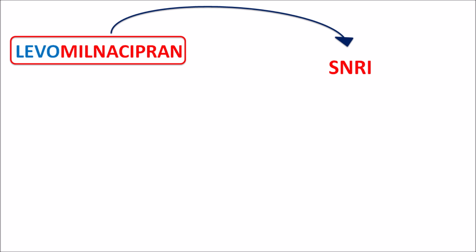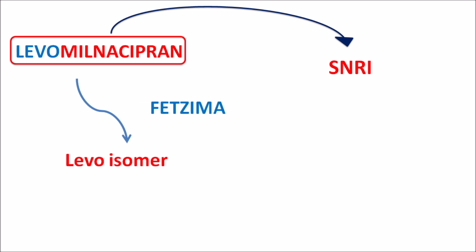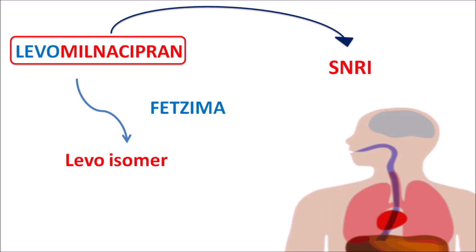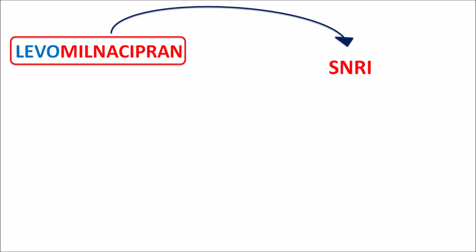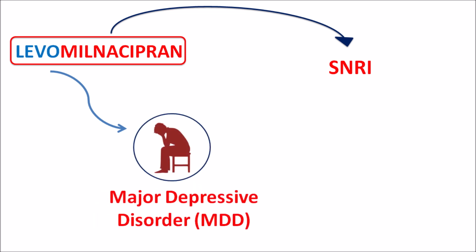Actually, this drug is introduced as milnacipran, and here levomilnacipran is the levoisomer of this drug, which is available under the brand name Fetzima. And this drug particularly acts on the CNS, where it is going to increase the levels of norepinephrine as well as 5-HT by inhibiting their reuptake, which improves the symptoms of major depressive disorder. That's why levomilnacipran is indicated for the treatment of major depressive disorder.